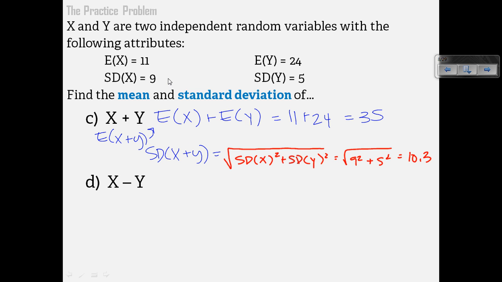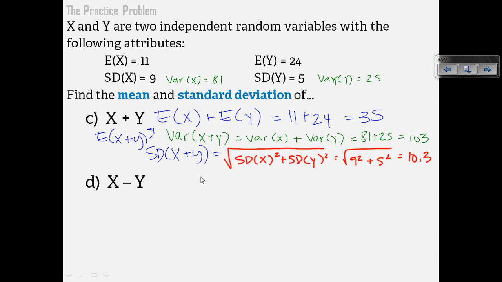One way to think of it would be to do the variance first, but for that I would need to know what the variances are. So the standard deviation of x is 9, so the variance of x is 9 squared, or 81. The variance of y is 5 squared, or 25. So what's the variance of x plus y? Well, that would be the variance of x plus the variance of y. So 81 plus 25, which is 106. Sorry, I didn't add correctly. And then the standard deviation would be the square root of that, which is where we got 10.3.